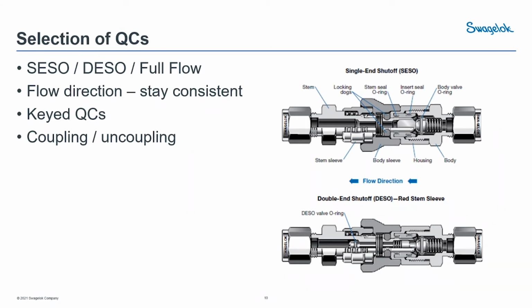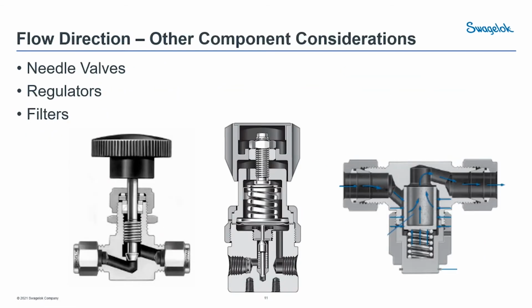And then finally, one thing to think about is coupling and uncoupling. You can technically couple and uncouple them under slight amounts of pressure, but it gets harder and harder the higher the pressure is, and it's not highly recommended to do it that way. So think about that when you're laying out your system. If you have a way to depressurize or lower the pressure to a reasonable range to be able to couple and uncouple. So finally, I want to just talk about other components where flow direction is important.